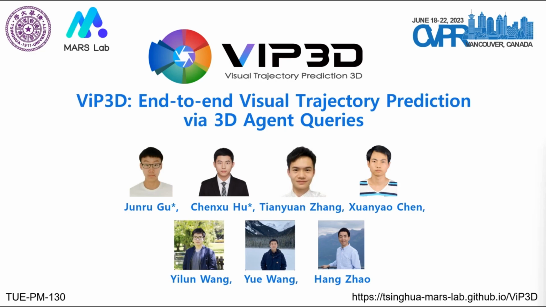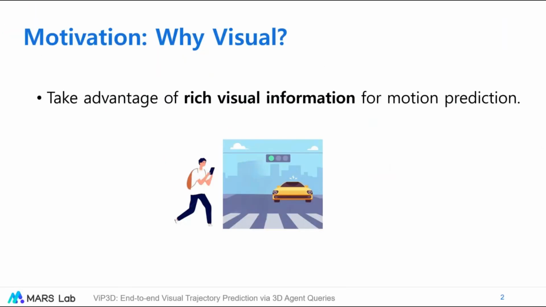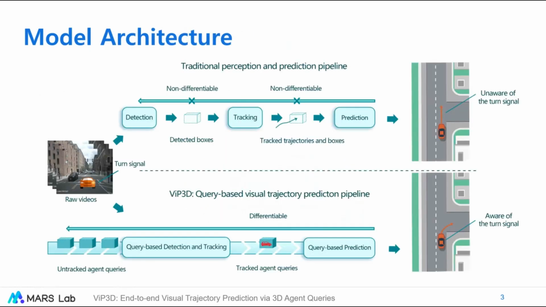Hello, in this paper, we propose ViP3D, end-to-end visual trajectory prediction via 3D agent queries. First, we talk about why it's meaningful to predict future trajectories from visual data. Visual data contain rich visual information for motion prediction. For example, if a pedestrian is playing with his mobile phone while crossing the road and does not notice the incoming vehicle, then the pedestrian will keep moving forward. Compared with the traditional pipeline, which involves multiple non-differentiable modules, ViP3D uses 3D agent queries as the main interface of the pipeline, enabling end-to-end future trajectory prediction from raw video frame inputs.